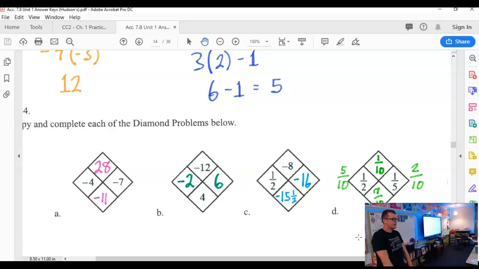Guys, trust me, these diamond problems will serve you a huge benefit when you get into high school math. The more comfortable you get with these, because you start to do really complex math, and being able to work sums and products quickly is a really good skill. I like diamond problems. So, are you wanting D? Yes. No, C. I'm wanting C.